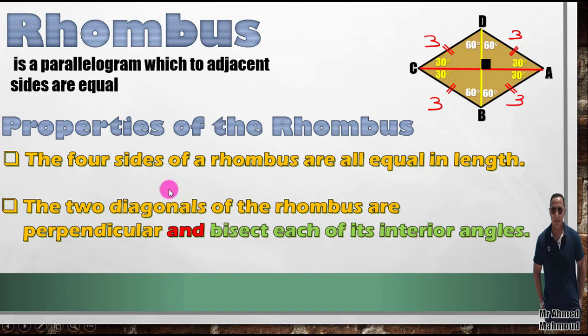So again, the four sides of the rhombus are equal in length. The diagonals of the rhombus are perpendicular and not equal. The diagonals of the rhombus bisect its interior angles. Now let's go to the square.